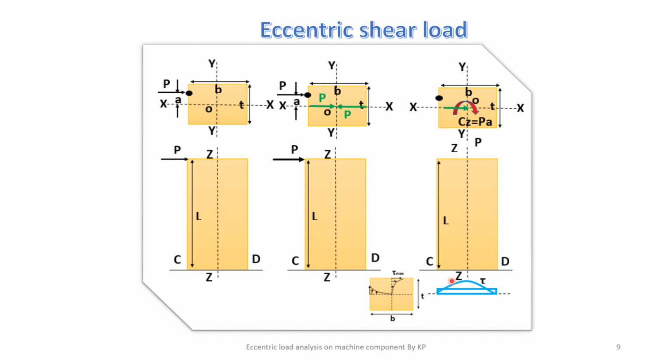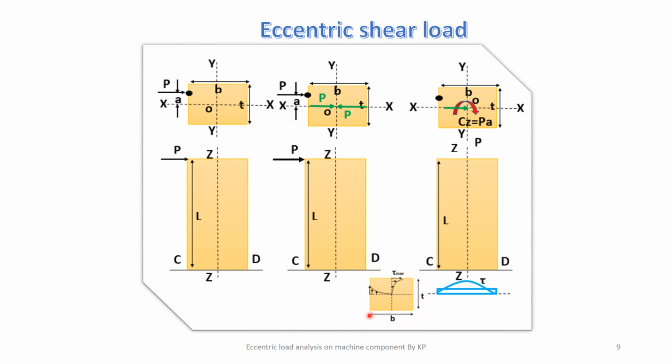While if we take the actual distribution, which is parabolic in nature, it is maximum at the center and zero at the corner point. So this is the distribution of stress because of the direct shear load P here. Now because of this couple, there is a twisting action, and the twisting action produces a torsional shear stress at the rectangular cross section. So the stress distribution is here in this diagram.